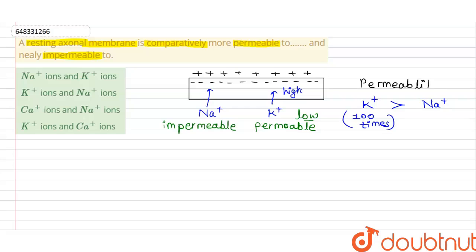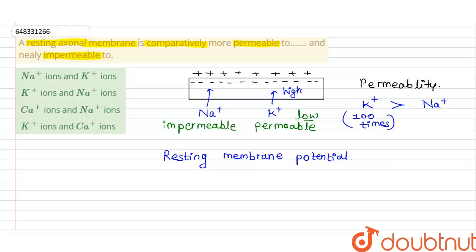So that's why you can observe that for the flow inside the axonal membrane, at the potential created at that membrane, the potassium flow is more permeable compared to sodium. And this is basically the resting membrane potential, which is also a main thing to understand. The question already says that it is the resting axonal membrane, which means the resting potential will be created there.